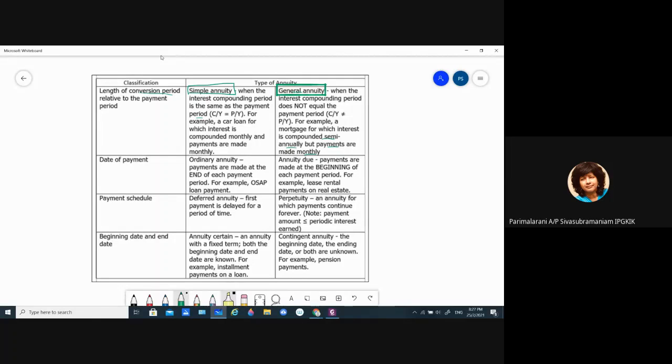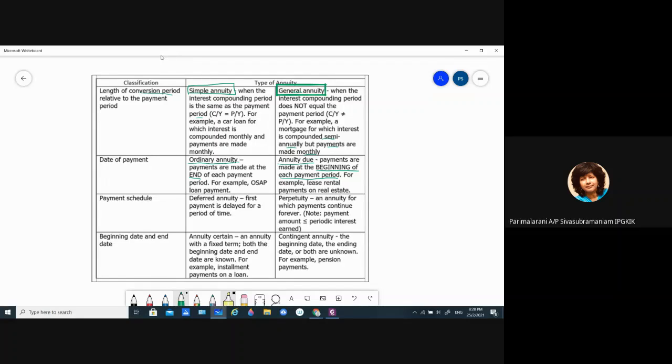Okay. Date of payment. For ordinary annuities, if you make the payment at the end of each payment period, supposing you want to do monthly payments into an account, if you make the payment at the end of each month, then it is called ordinary annuity. But if you make the payment at the beginning of each month, then it's called annuity due. There is a difference, okay? See, if you make the payment every month at the end, say end of January, end of February, end of March, then that account is called ordinary annuity, okay, that plan.